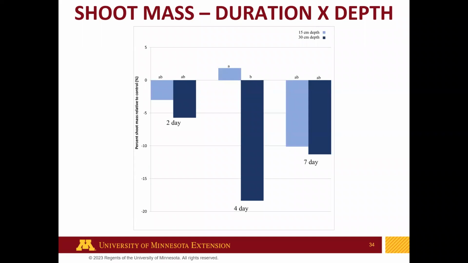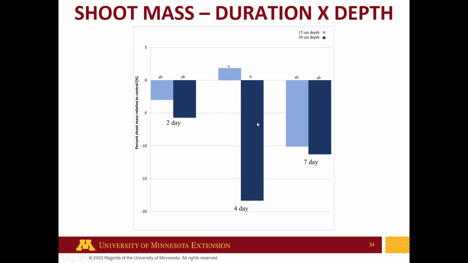For shoot mass, we did have a duration by depth interaction, which is kind of interesting because it only occurred for the 4-day submergence. And when you look at this graph here, again, same setup. If it's above 0, it'd be greater than the control. Less than 0 would be less than the control. And our light blue would be our 15 centimeter depth, and our dark blue is our 30 centimeter depth. And we have 2-day, 4-day, and 7-day duration.